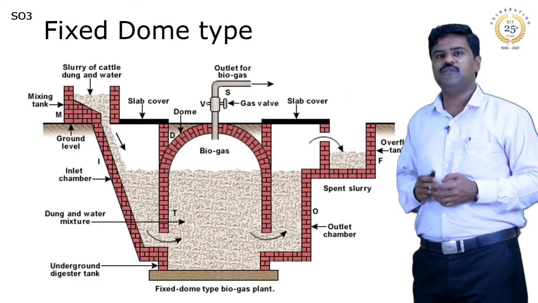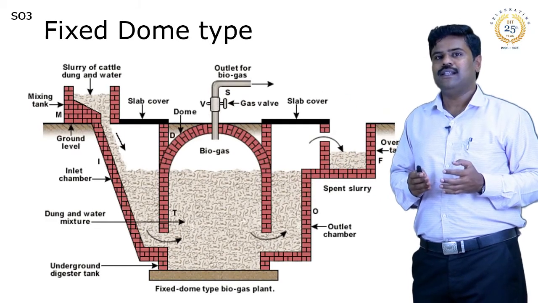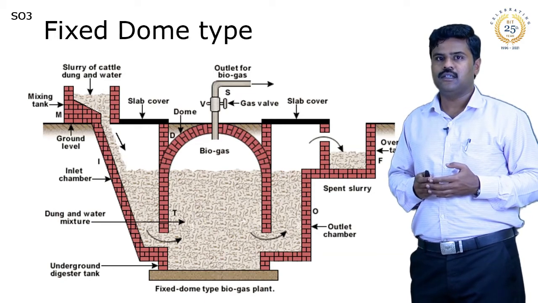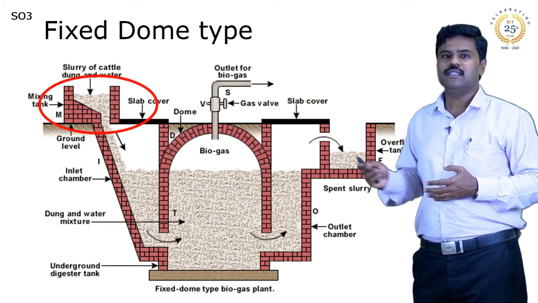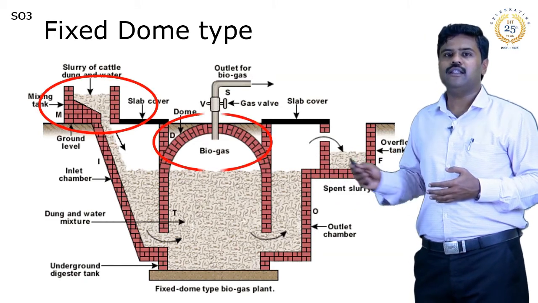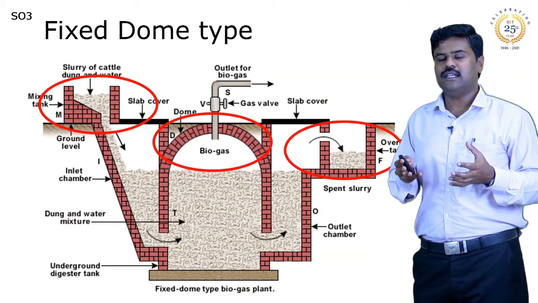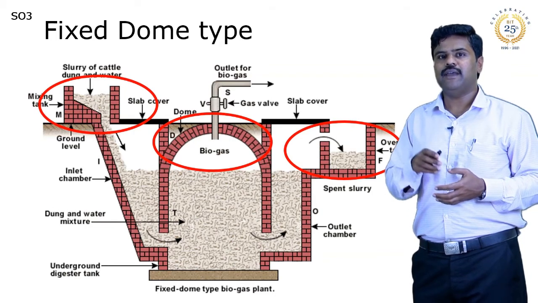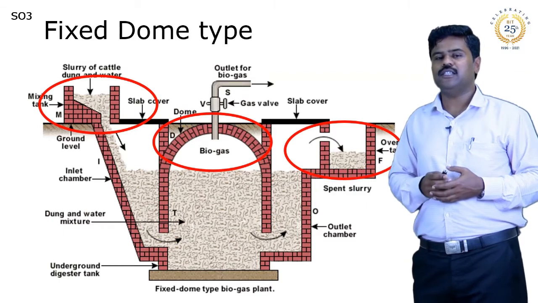Now we will see about the fixed dome model. As the name indicates, this fixed dome model is rigid in nature and does not contain any moving part. It majorly comprises three parts. First one is the slurry tank, second one is the anaerobic digester, and third one is the overflow tank. Once we prepare the slurry by mixing the organic waste and the microbial culture and adding water, the slurry will be fed to the anaerobic digester.